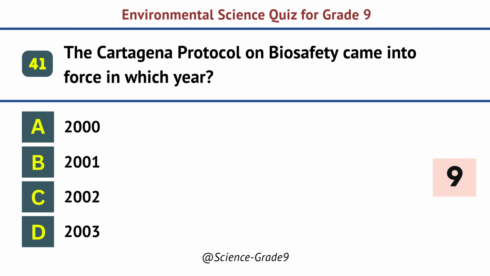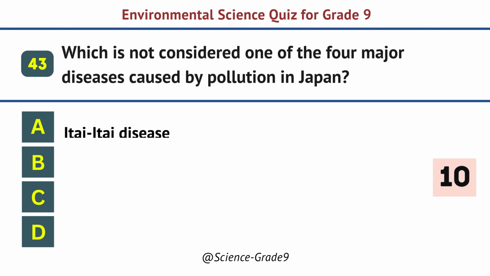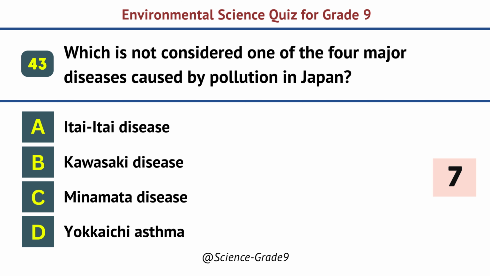The Cartagena Protocol on Biosafety came into force in which year? 2003. What percentage of air is nitrogen? 78%. Which is not considered one of the 4 major diseases caused by pollution in Japan? Kawasaki disease.